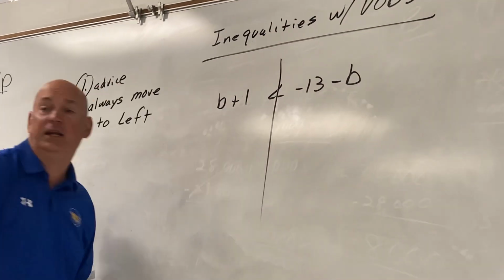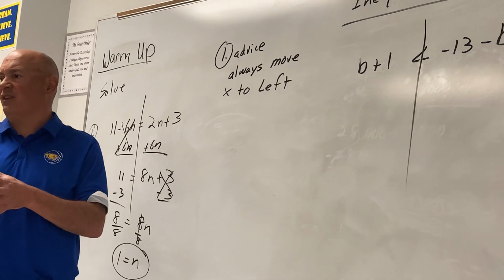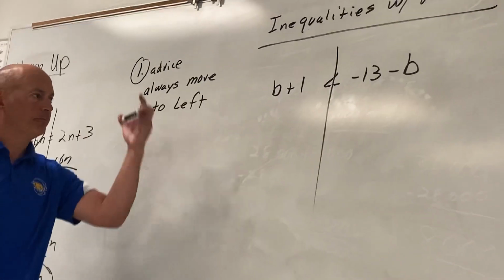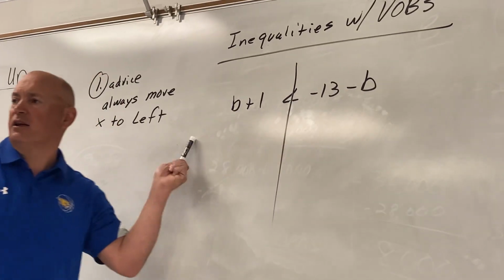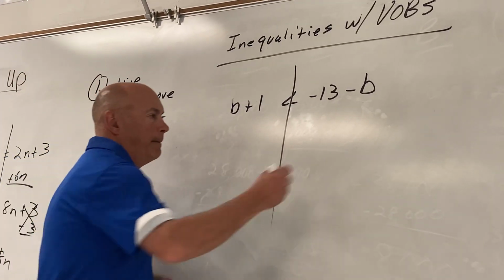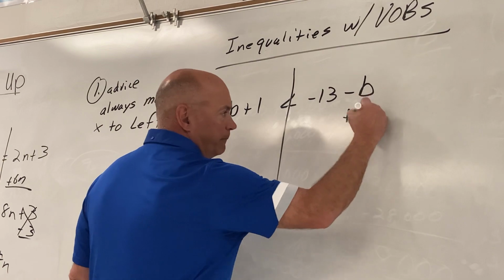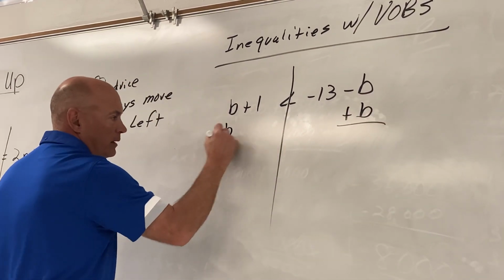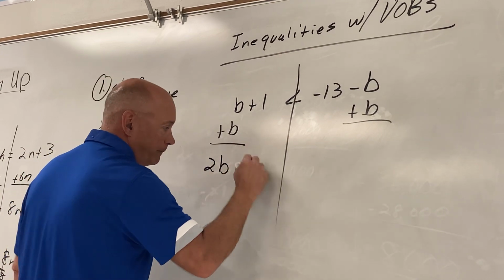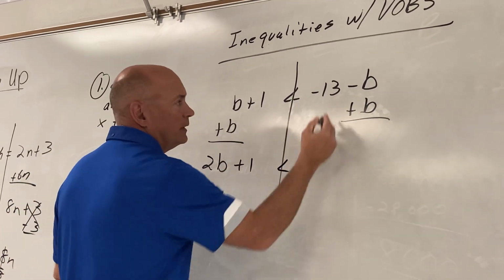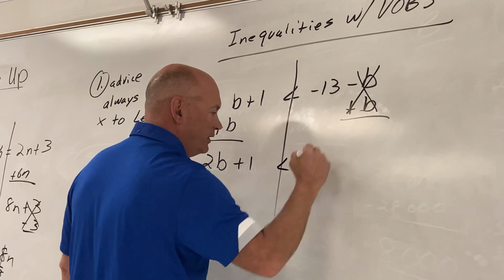So I'm going to draw my line. Which B is on the right, Andrew? Negative B? Yep, let's move negative B over here to the left. How could I do that? Add B. What's B plus B? 2B. 2B is less than negative 13. That turns into 0.